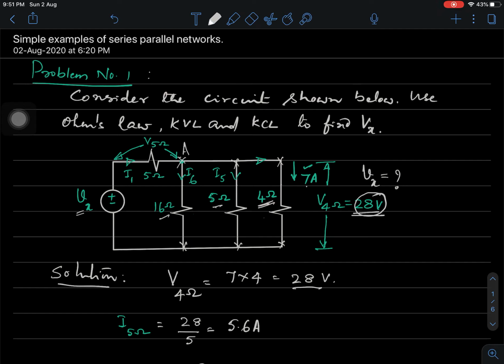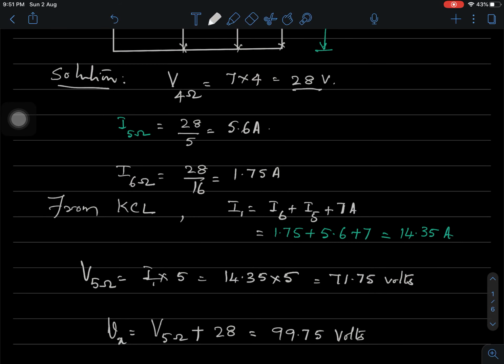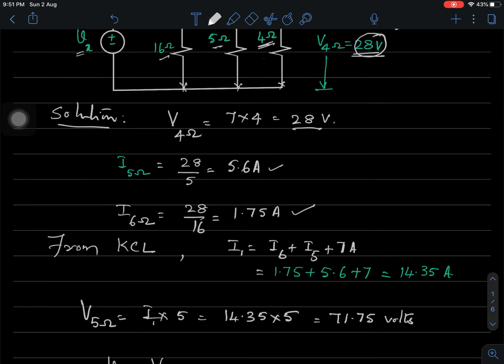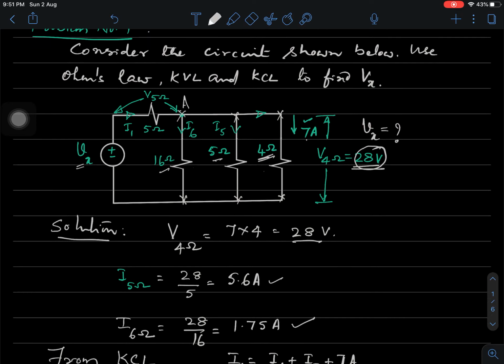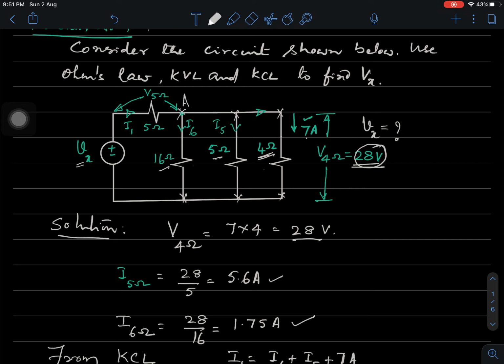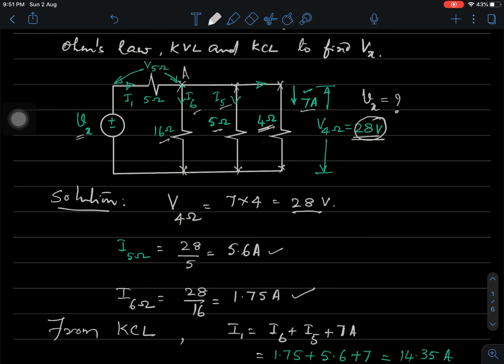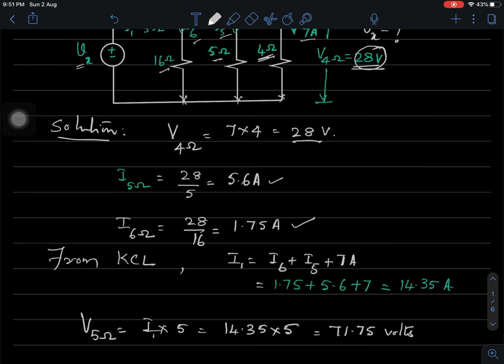Knowing the voltage, we computed the current I5, I6. It is simple. So we could find current I5 and I6. And this computation was carried out using Ohm's law. Now, at this junction A, we were able to see that the sum of the currents entering should be equal to the sum of the currents leaving. There are 3 currents. One is the current of 7 ampere, the other I5, the other I6. I could have called it I16. I do not know why I have taken it as I6. Anyway, the computation is properly done.